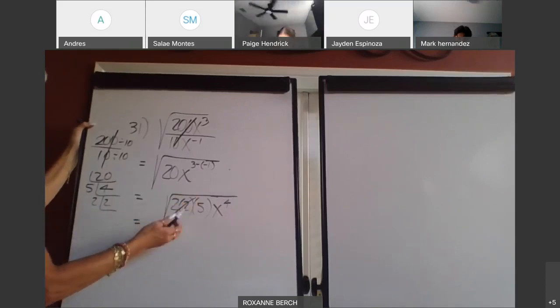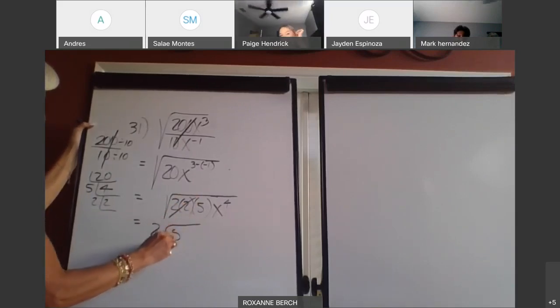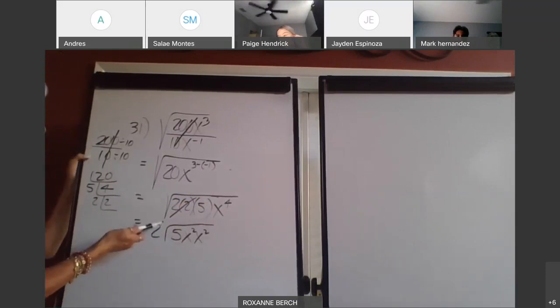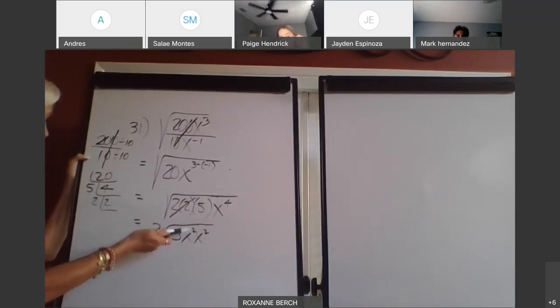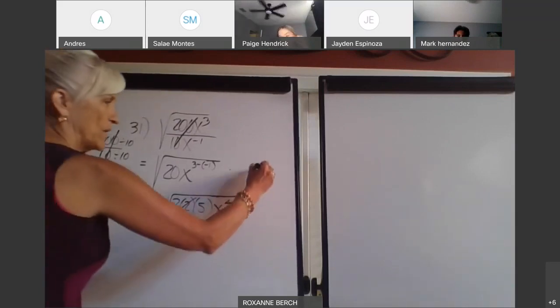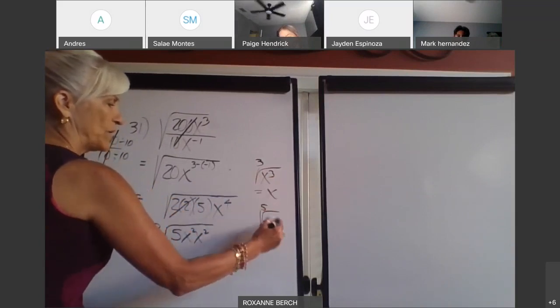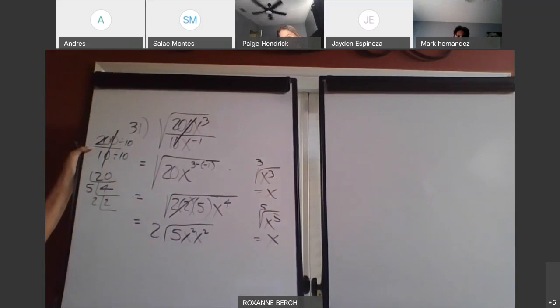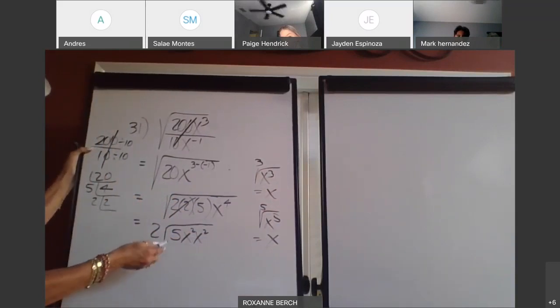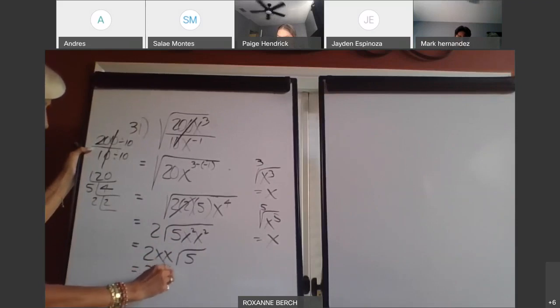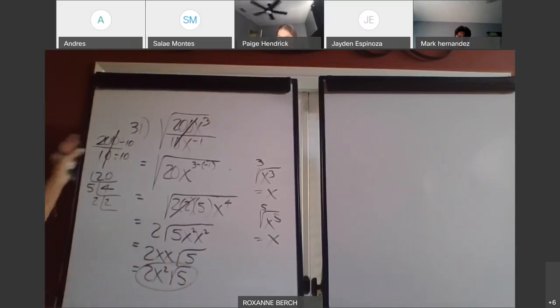Remember, you have to have a pair for one to come out. You can either write that out, x times x times x times x, or you can just write x squared times x squared, because whenever you have the index of 2 matching a power, 1 gets to come out. For example, if you have the cube root of x cubed, an x comes out. If you have the 5th root of x to the 5th, an x comes out. So in this problem, a 2 and 2 x's come out. So your final answer is 2x squared times radical 5.